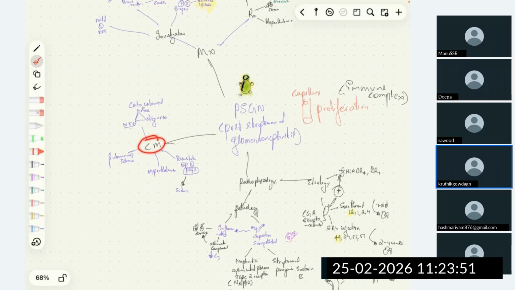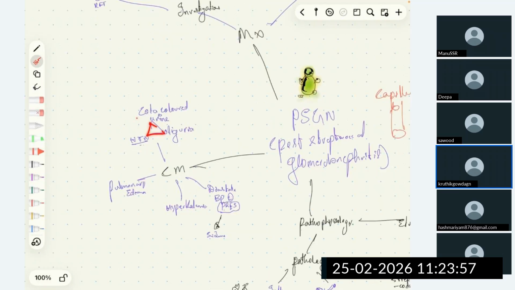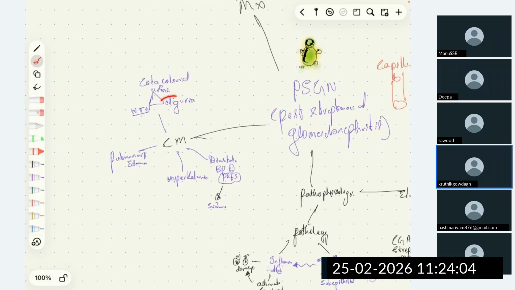The clinical manifestations of post-streptococcal glomerulonephritis are, they have the classical triad of cola-colored urine. This question was asked repeatedly in our pathology days. And we see oliguria in this patient and also hypertension. Now you may ask, why hypertension in case of AKI? Sorry, PSGN.